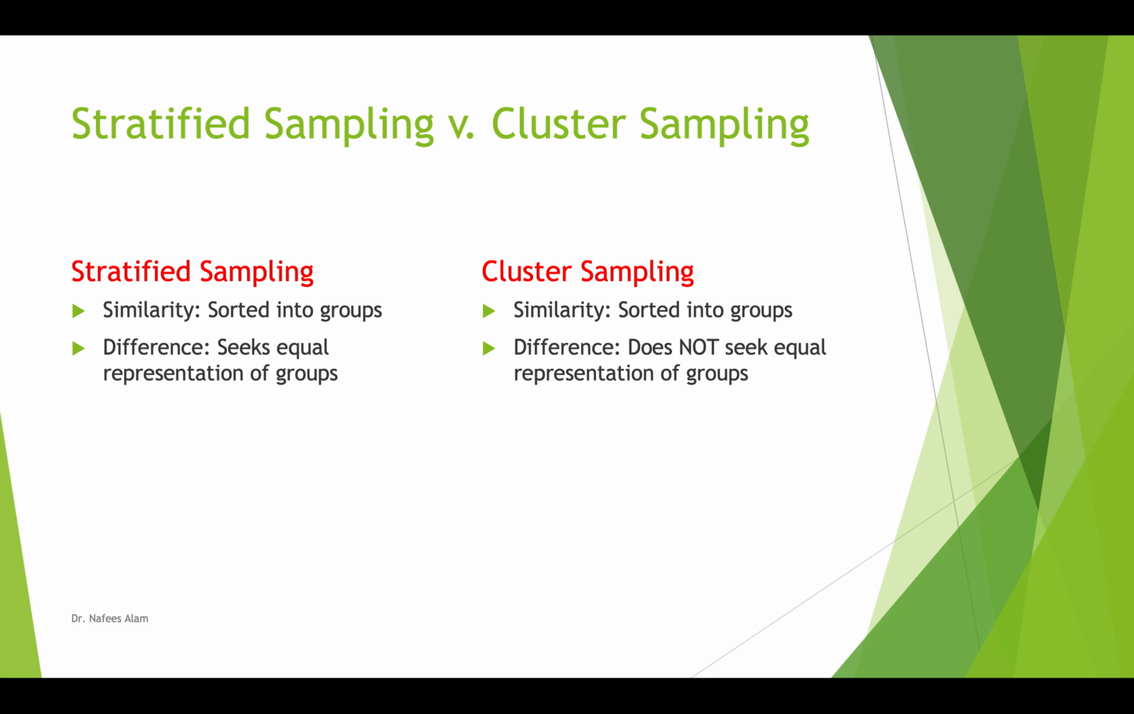Here we have a little bit of a breakdown because I've found that this is one of the more difficult concepts to grasp, so hopefully this slide makes it a little bit clearer. Stratified sampling versus cluster sampling, the similarities are that in both you are sorting into groups, but the difference is that in stratified sampling you're seeking equal representation of groups, whereas in cluster sampling you are not seeking equal representation of groups.